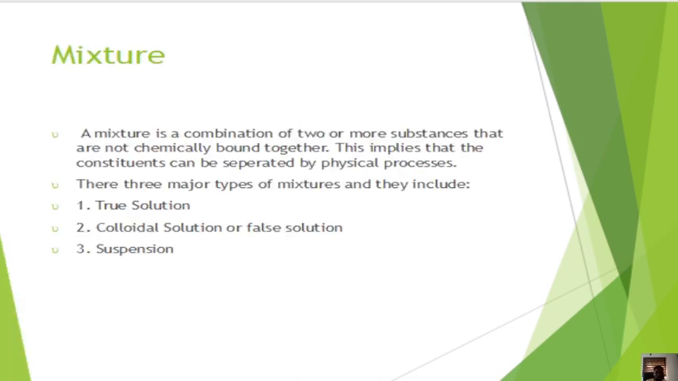Now, a mixture is simply a combination of two or more substances that are not chemically bound together. And this implies that the constituents can be separated by physical processes. On the basis of this, there are three major types of mixtures, and they include true solutions, colloidal solutions, or false solutions. That's the other name for colloidal solutions. And then you have your suspension.